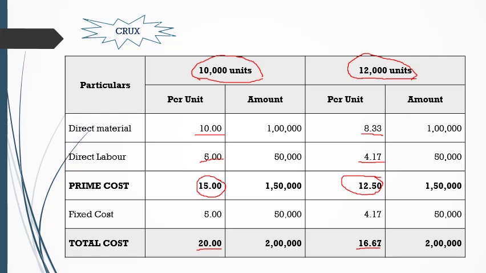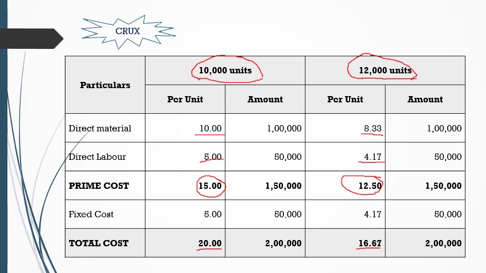Here you can see the direct material cost will be reduced from 10 to 8.33 if the production increases from 10,000 to 12,000 units. That is, 1 lakh divided by 10,000 will give you rupees 10 per unit, and 1 lakh divided by 12,000 units will give you rupees 8.33 per unit. Likewise, direct labor will reduce from 5 to 4.17, and prime cost, that is factory cost, will reduce from 15 to 12.5.